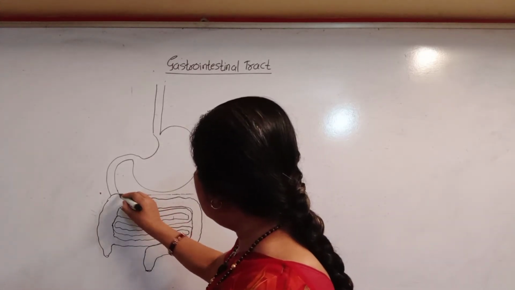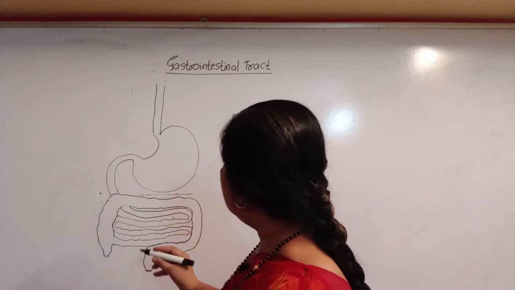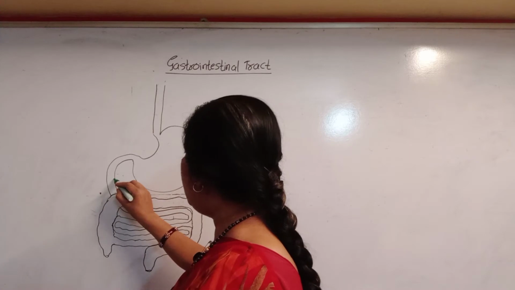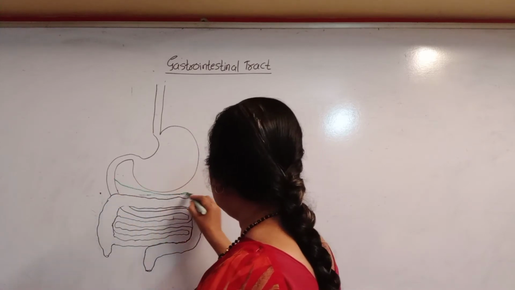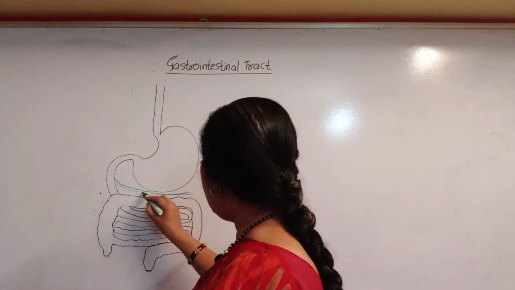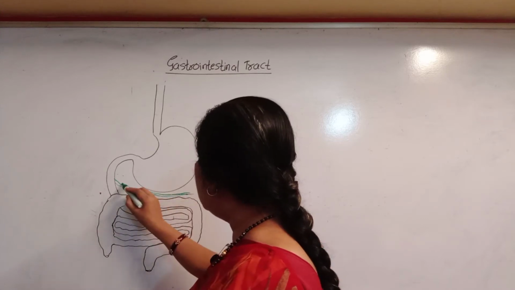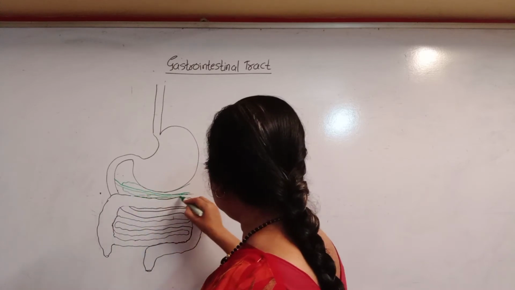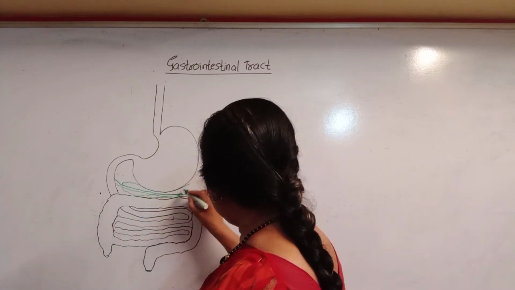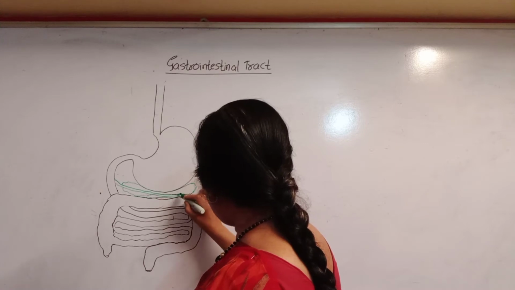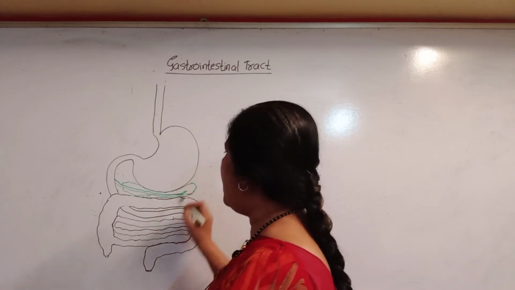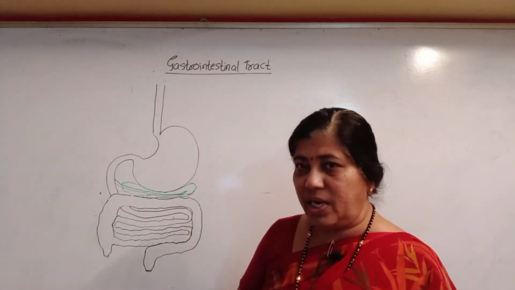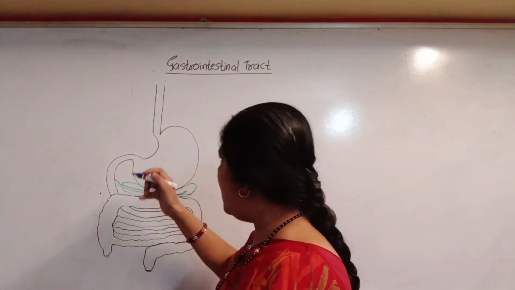This is the duodenum, and here is the pancreatic duct. And this is a gland, that is the pancreas. We have already discussed this gland, its anatomy and its hormones. It is a mixed gland. And here is the liver. The liver is the largest gland in our body.